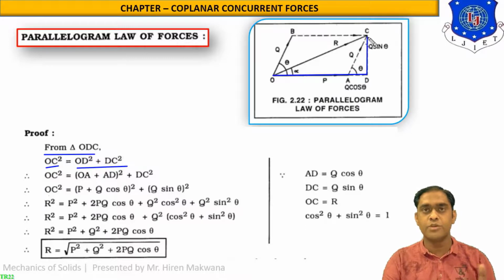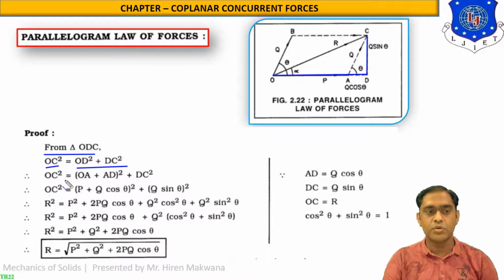Now replace the values turn by turn. What is OC square? First of all, divide OD in two parts. You can see from the figure that OD can be divided in two parts, OA and AD. So in place of OD, I am replacing (OA plus AD) whole square, plus DC square will be as it is. So now OC square will be equal to R square.